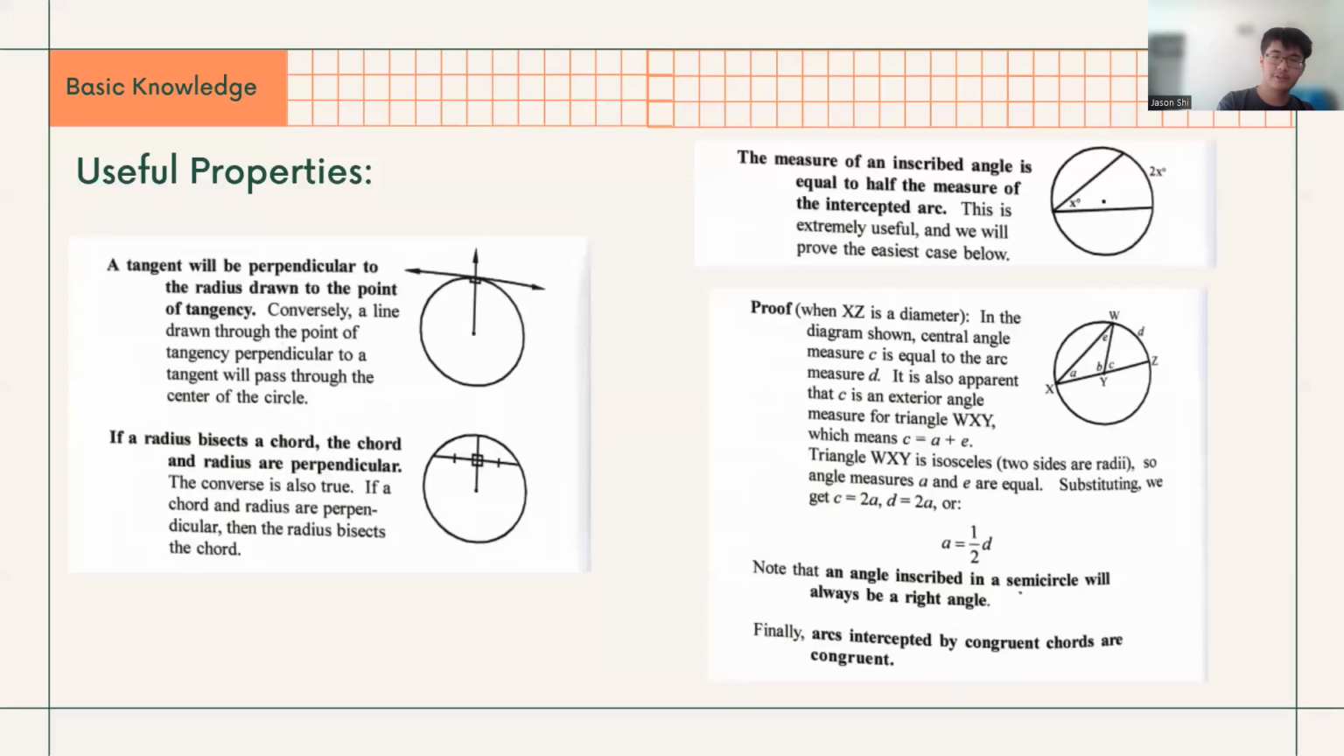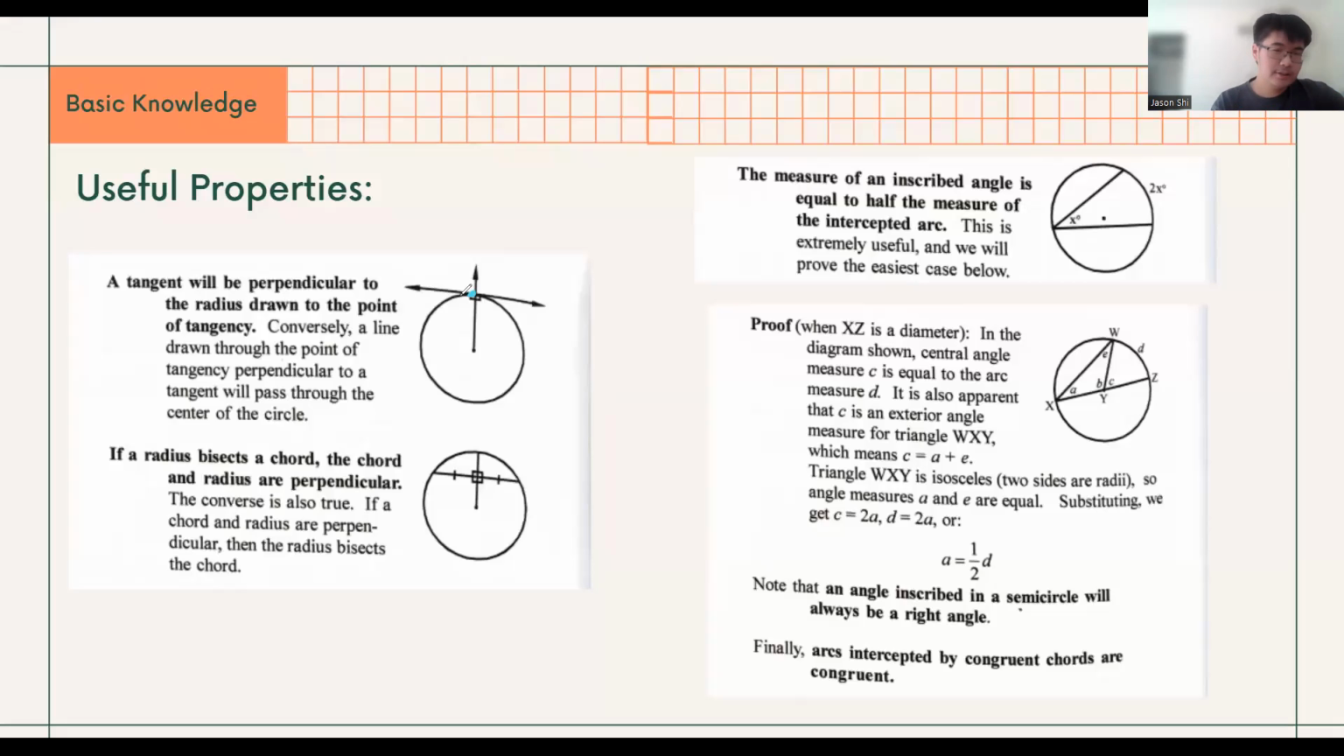So, useful properties. A circle, as you all know, is really symmetrical, right? No matter which way you turn it, it's going to be a circle. So there are a lot of useful properties like this, taking advantage of the symmetry that happens. For example, this first one: a tangent is going to be perpendicular. A tangent has something called a point of tangency. You know how a tangent intersects the circle at exactly one place? Well, the point of tangency is that point where the tangent intersects the circle.